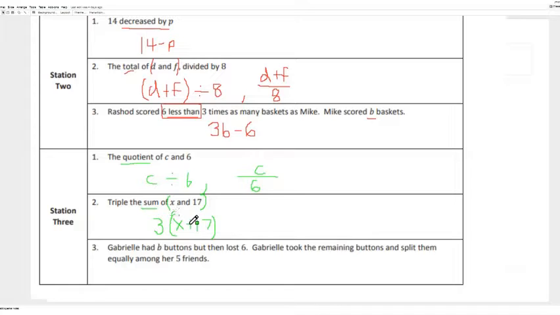It would look like 3 times x plus 17, or the sum of x plus 17. So we don't want to use the x here. We just simply want to write the 3 in front of it.